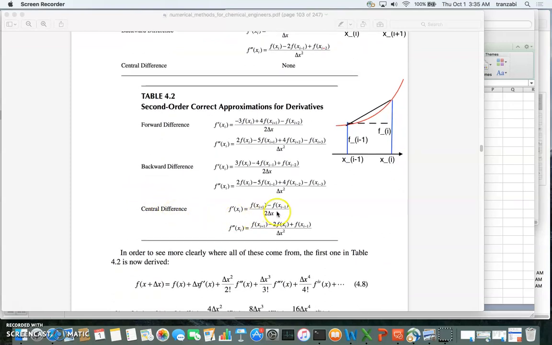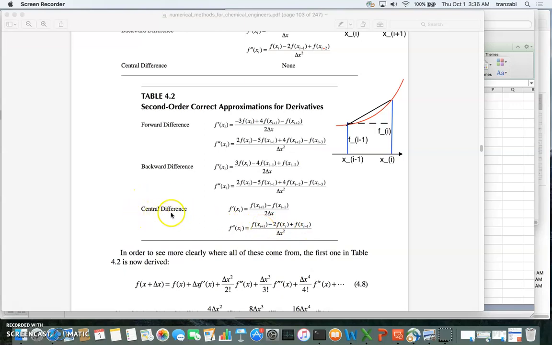And so in central difference, to calculate the derivative at point I, we subtract the function value at point I minus 1 from I plus 1, and we divide by 2 delta x. So that is for the first derivative. And to calculate the second derivative, we need to know not only the function at point I, but also the function value at I minus 1 and I plus 1.